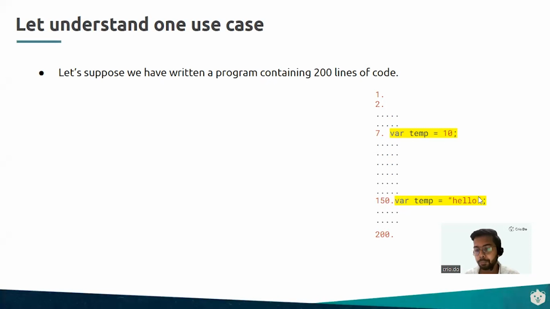Now I have a question for you. At line number 200, if I'm trying to say console.log of temp, what is the value that is going to be printed? Is it going to be 10 or is it going to be hello? The correct answer is it is going to be hello, because in JavaScript, it's a line by line execution. So at line number 7, you have set it to be 10, but once the execution reaches line number 150, the value is now updated to hello. It's already a redeclaration which has happened over here. So at line 200, you were expecting the value to be 10, but the answer came out to be hello.